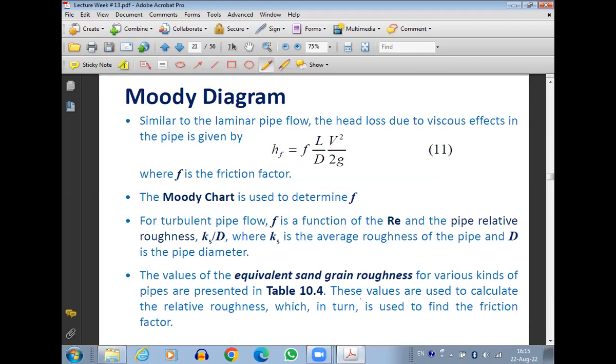Anyway, we can use the Darcy-Weisbach equation to find out the head loss for the case of turbulent flows. But in order to do that, we need to find out the friction factor. For finding the friction factor for turbulent flows, we have to use the Moody diagram. The Moody diagram is the most important diagram here, which is going to help us find the friction factor for turbulent flows. So if we have the friction factor, then we can use this Darcy-Weisbach equation to actually find out the head loss.